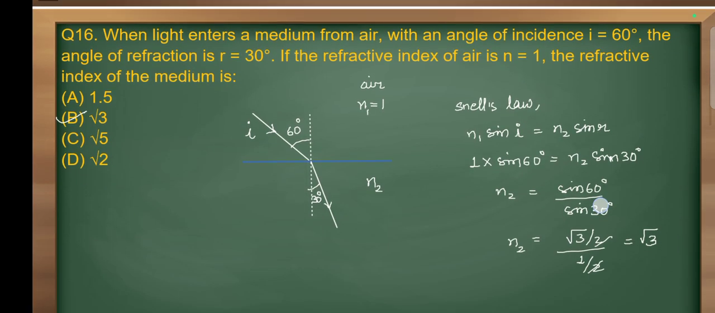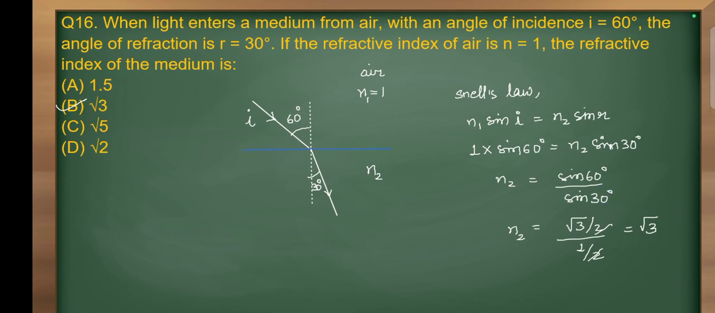Question number 16. When a light enters a medium from air with an angle of incidence I equal to 60 degree and the angle of refraction R equal to 30 degree, if the refractive index of air is n equal to 1, then the refractive index of medium is. Here I is the angle of incidence, which is given as 60 degree, and the angle of refraction is 30 degree. Since the ray is moving from rarer medium to denser medium, it will bend towards the normal.